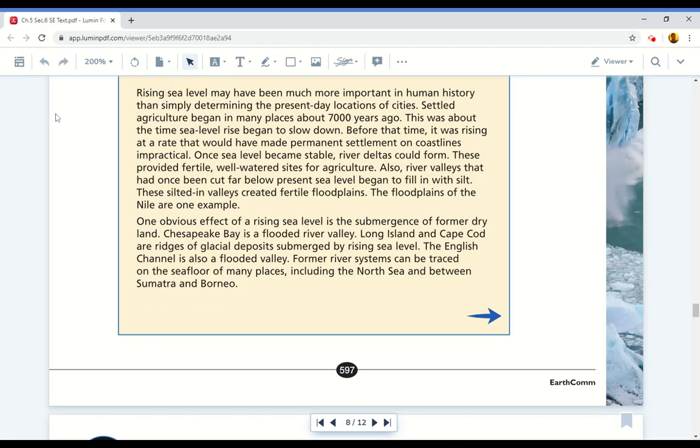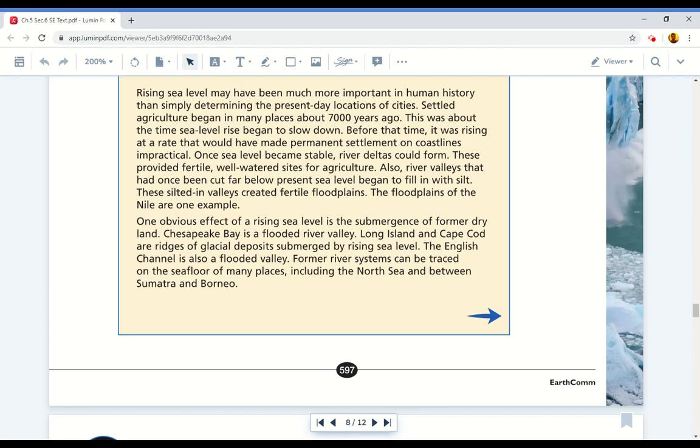Rising sea level may have been much more important in human history than simply determining the present-day locations of cities. Settled agriculture began in many places about 7,000 years ago. This was about the time sea level rise began to slow down. Before that time, it was rising at a rate that would have made permanent settlement on coastlines impractical.